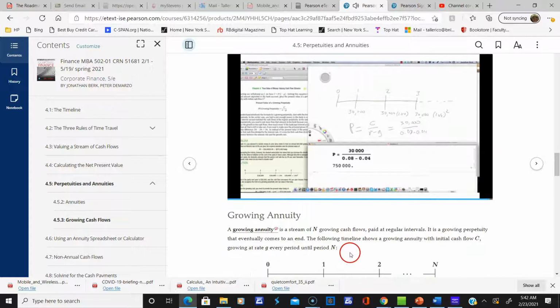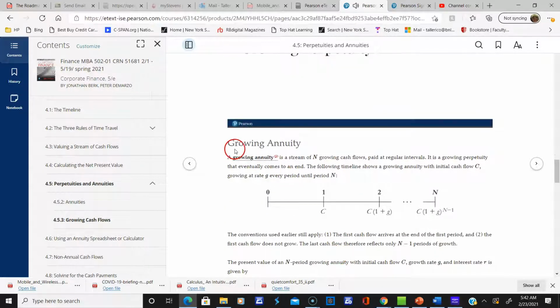All right, so it was that simple. Now let's talk about a growing annuity. A growing annuity is a stream of growing cash flows paid at regular intervals. It is a growing perpetuity that eventually comes to an end. This is the important point here: it eventually comes to an end.